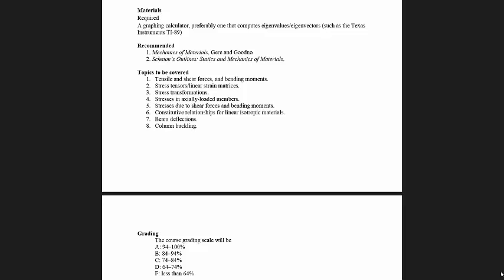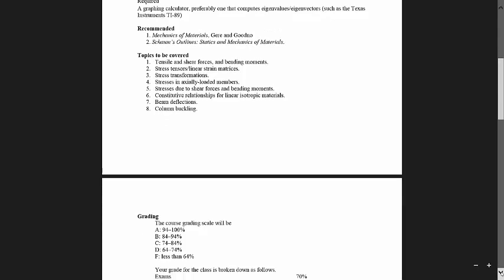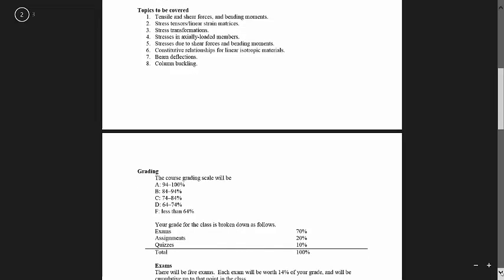Like when you're trying to take the fundamentals of engineering exam that some people take your junior year, it'd be a great resource for something like that. The grading scale is the same as it was in statics, same as it is in dynamics. Sort of high looking: 94, 84, 74, 64.